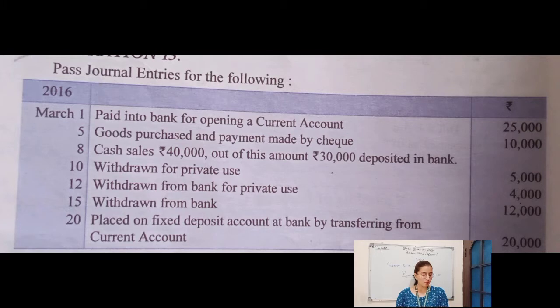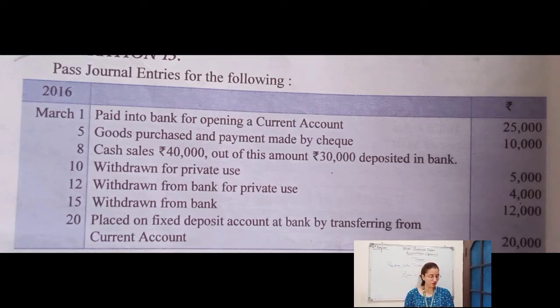Question is, pass necessary journal entries for the following. First, on 1st March 2016, paid into bank for opening a current account amounting to rupees 25,000. 5th March, goods purchased and payment made by check rupees 10,000. Then 8th March, cash sales rupees 40,000. Out of this amount, 30,000 deposited in bank.